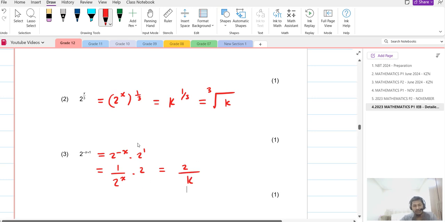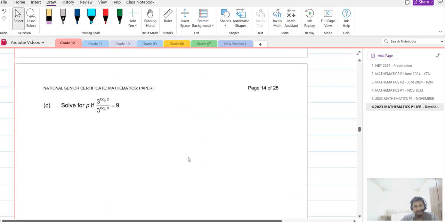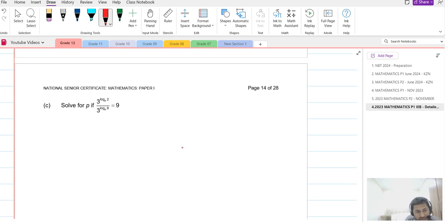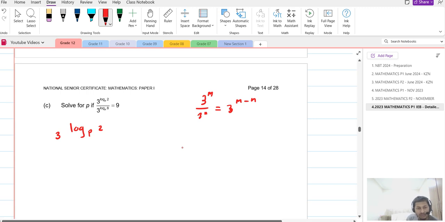Pretty simple. Solve for p if that's the case. Now, if you want to solve for p if this is the case, then what you have is log 2 base p, 3 to the power. Now what happens when you have 3 to the power m divided by 3 to the power n? That's 3 to the power m minus n. So we're subtracting log 2 base p minus log 8 base p is equal to 3 squared.